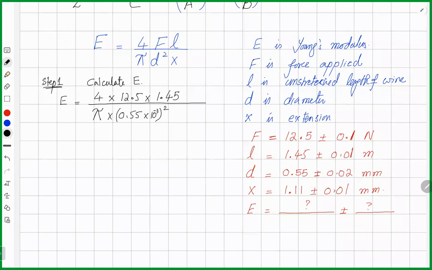There is a square on the top for that. And then there is an x. X is 1.11, and this is also in millimeter. So it will be 1.11 into 10 to the power minus 3. This is how we have to replicate this whole thing in one stroke in the calculator. Just replicate this whole thing as you can see it over here in your calculator and tell me what answer you get.